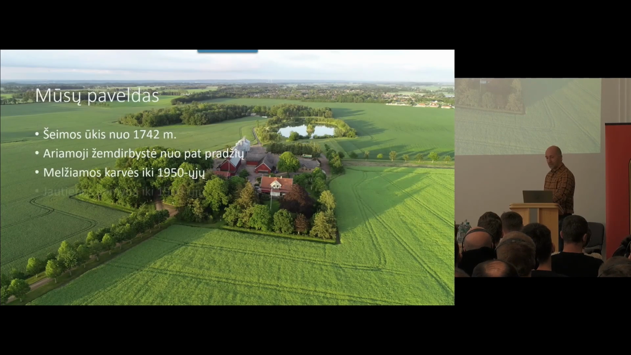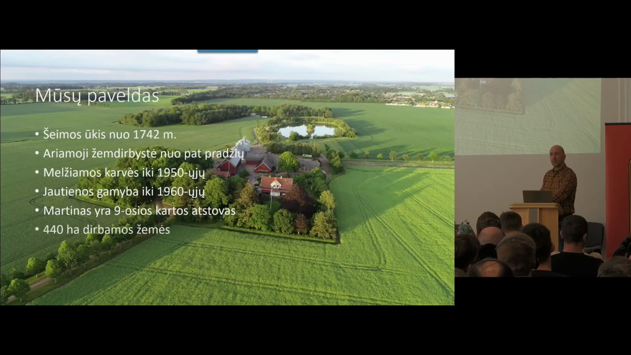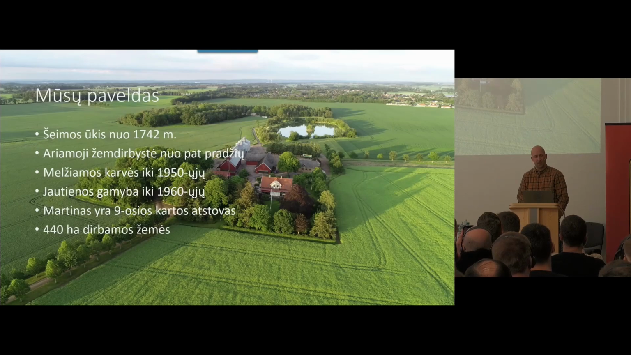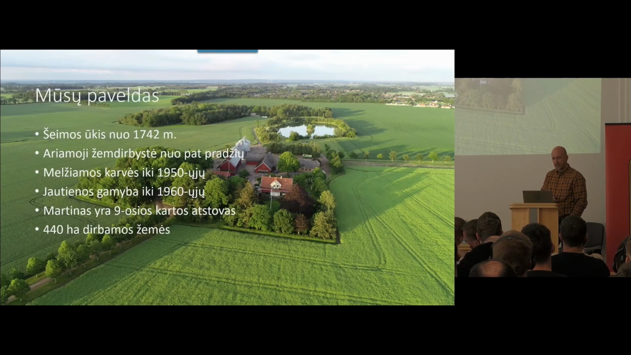So this is our farm. It's a family farm. It's been in our family since the year 1742. We've been growing crops since the start. We had some milking cows on our farm until the 1950s, and then we had some beef production still into the 1960s. Since then, it's been all about arable farming and growing crops. I'm the ninth generation of farmers on our farm, and today we manage about 440 hectares of arable land.